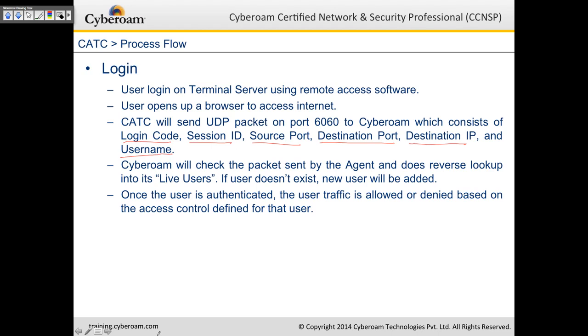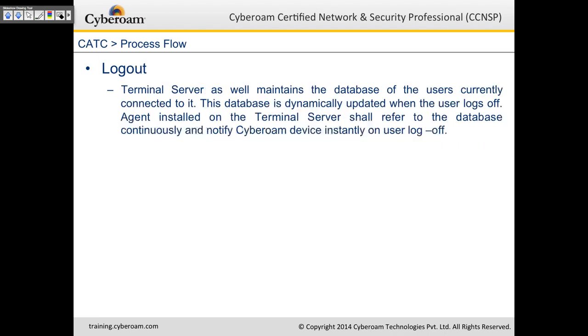Now Cyberoam will check the packet sent by the agent and does a reverse lookup into its live users list. If the user doesn't exist, new user will be automatically added to the live user table in Cyberoam. And once the user is authenticated, the user traffic is allowed or denied based on the access control defined for that particular user.